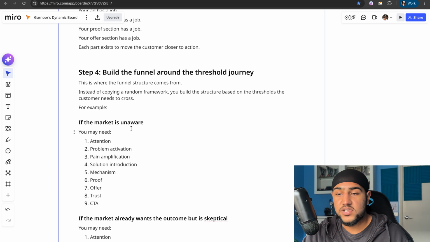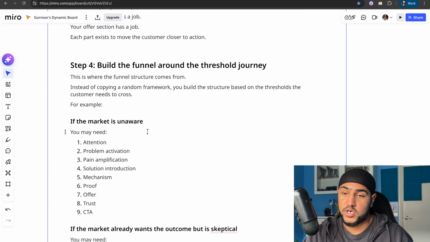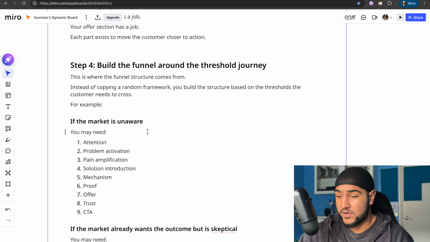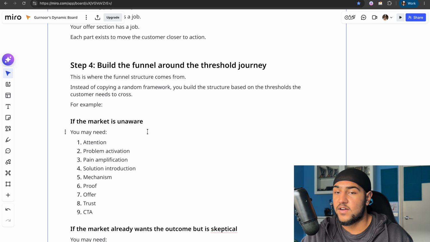And then step 4 is actually build the funnel around the threshold journey. So stop thinking from the perspective of ads or ad to landing page or ad to PDP or ad to pre-lander, then a PDP, like all that stuff. Stop thinking from the perspective of, I want to run this funnel, and rather say, okay, I want to complete this mental journey, and then go through what you need to complete in that mental journey and then build the funnel around that. Don't build the mental journey around your funnel, build the funnel around the mental journey, all right?